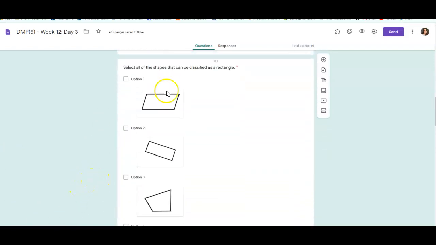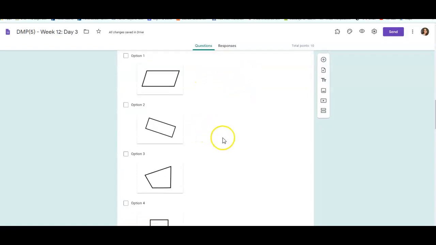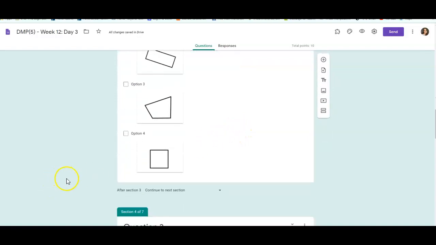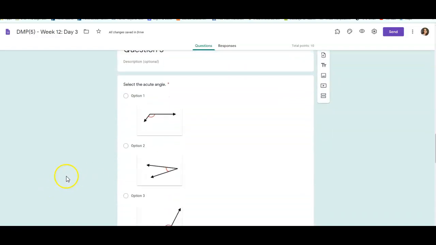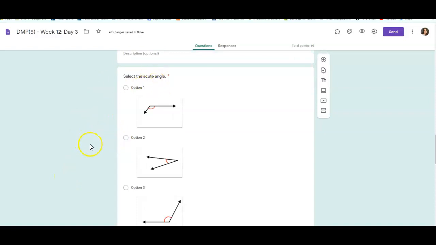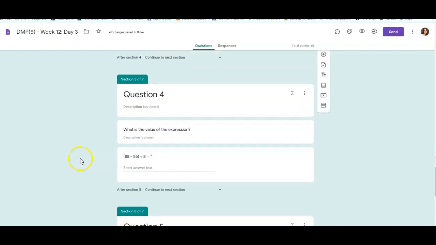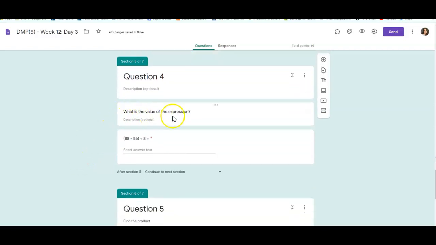Question 2. Select all the shapes that can be classified as a rectangle. There are 2 answers here. Question number 3. Select the acute angle. Remember the skinny little one. Question number 4, what is the value of the expression? Remember, order of operations, parentheses first.